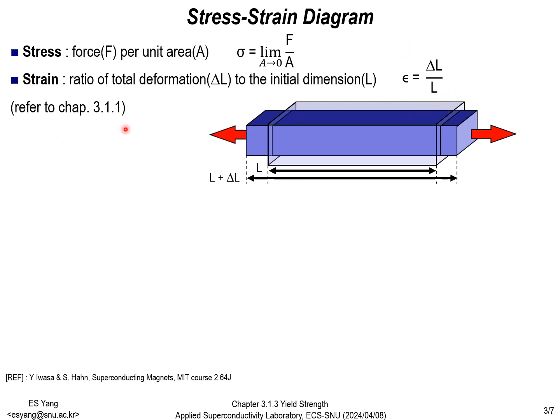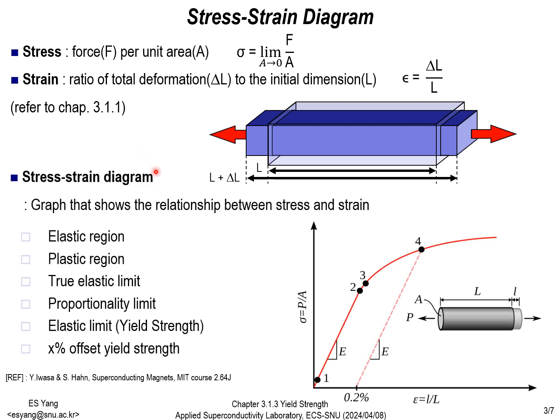The stress-strain diagram illustrates the relationship between stress and strain. As mentioned earlier, various definitions appear on the diagram, including elastic region, plastic region, true elastic limit, proportional limit, elastic limit, yield strength, and X% offset yield strength. We will now explain each of these.